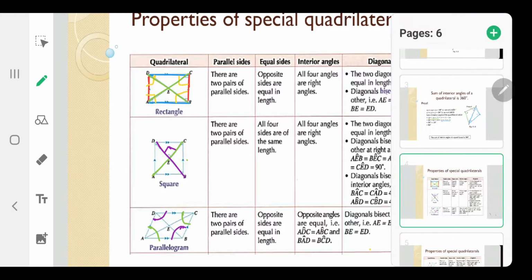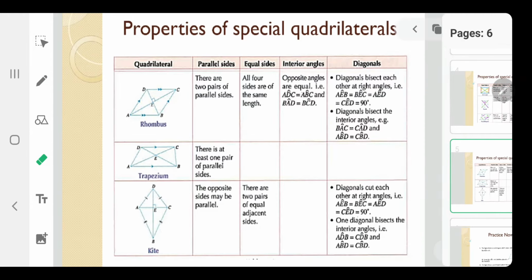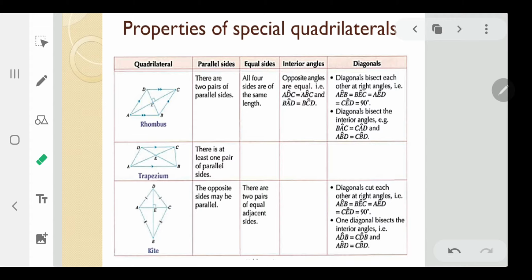So we discussed the properties of rectangle, square and parallelogram. Now we are going to discuss some properties of the remaining quadrilaterals, which are rhombus, trapezium and kite.